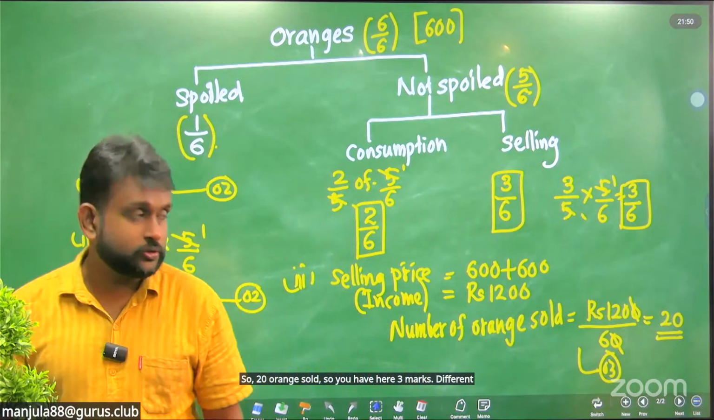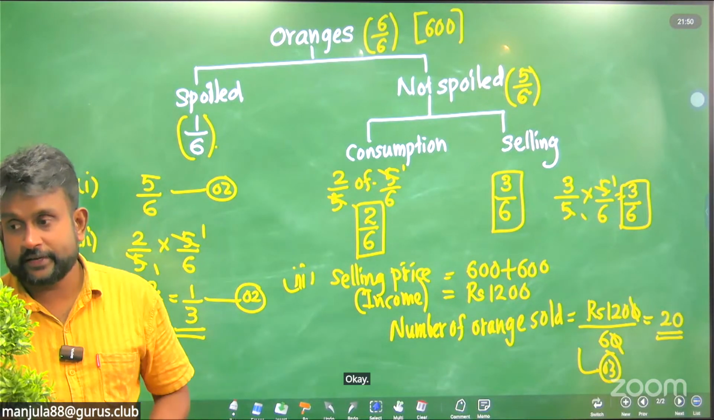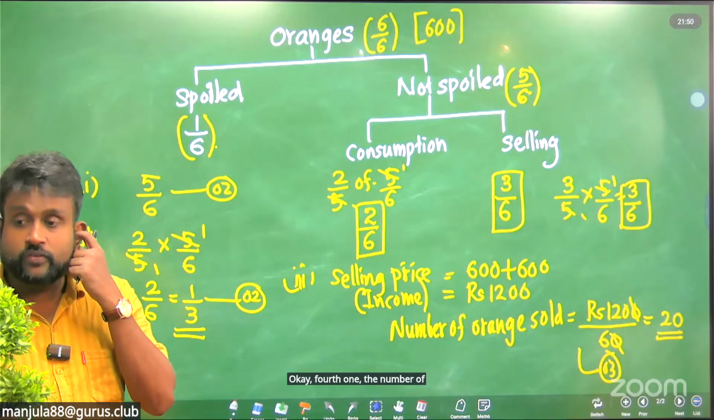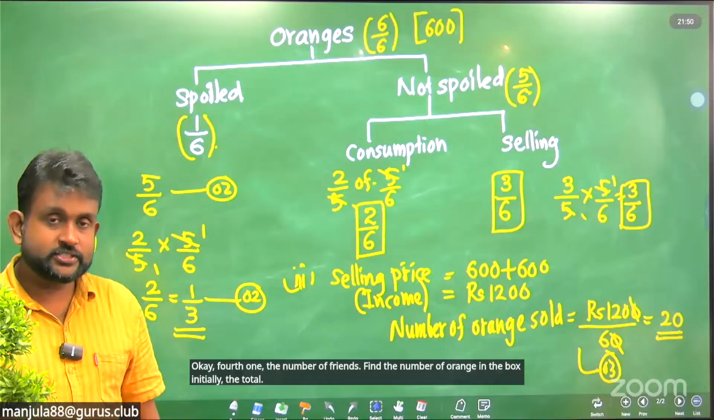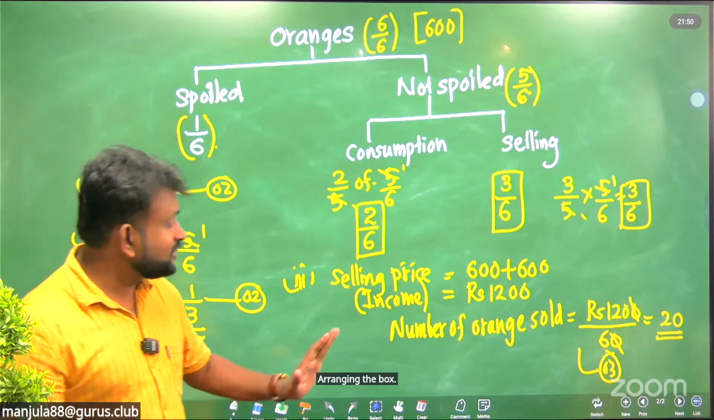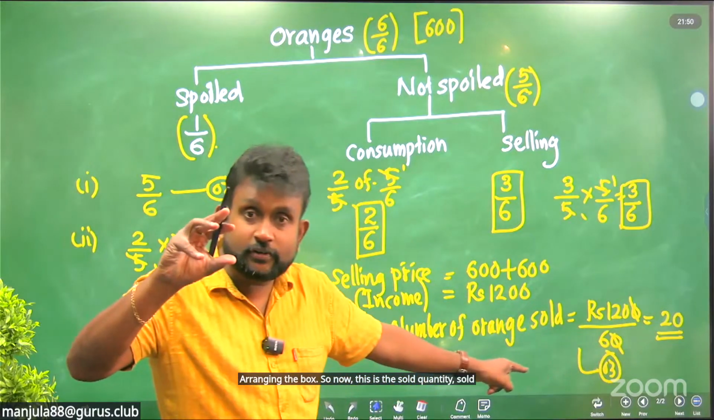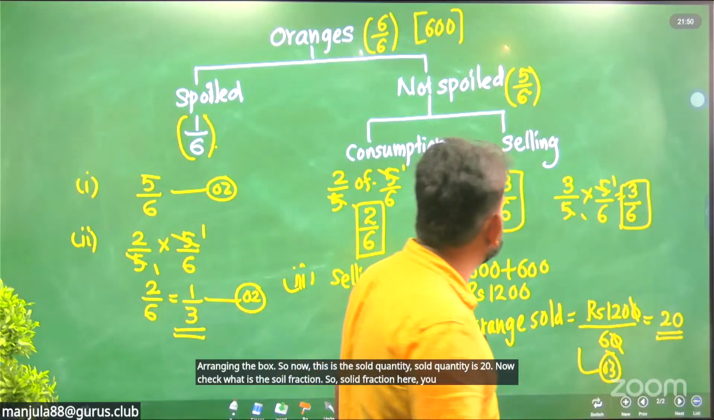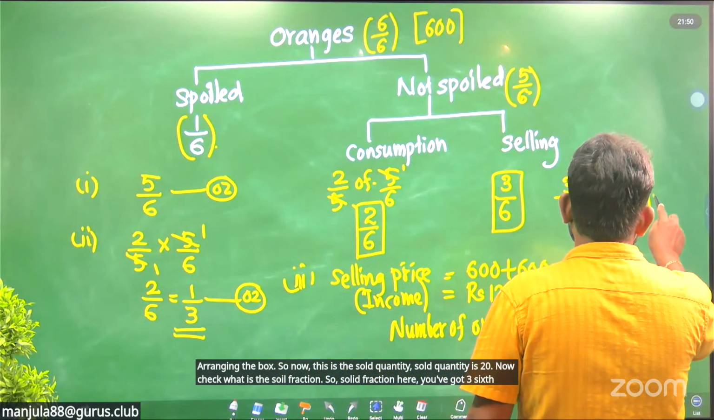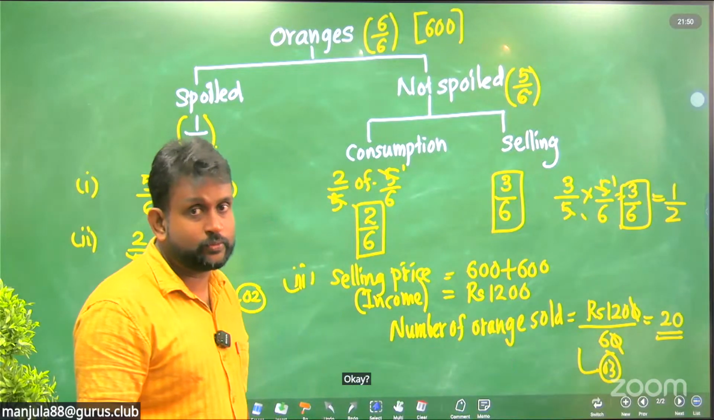Different approach to the question. Okay, fourth one, the number of oranges. Find the number of oranges in the box initially, the total oranges in the box. So now this is the sold quantity. Sold quantity is 20. Now check what is the sold fraction. So the sold fraction here you got 3/6. Right, you can simplify here as 1/2. Okay, 3/6 simplifies as 1/2.